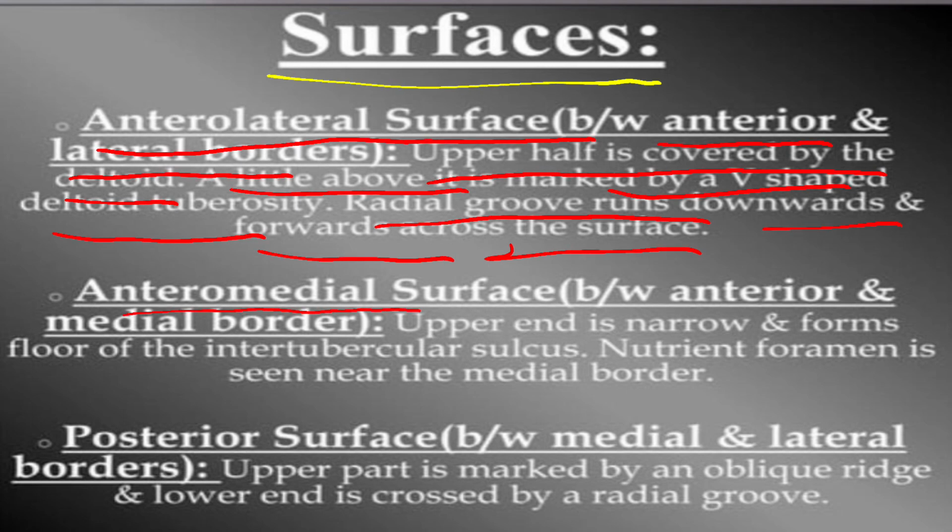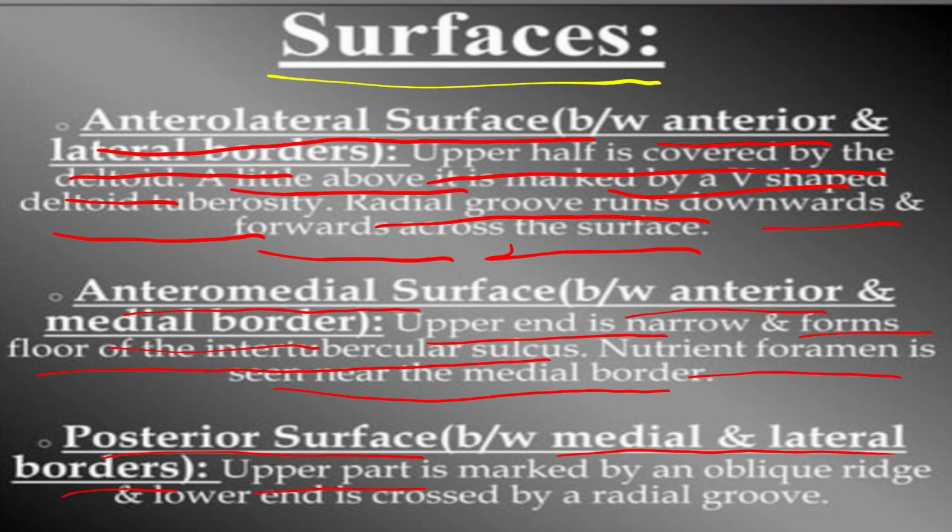Anteromedial surface between anterior and medial border. Upper end is narrow and forms floor of the intertubercular sulcus. A nutrient foramen is seen near the medial border. Posterior surface is present between medial and lateral borders. Upper part is marked by an oblique ridge and lower part is crossed by a radial groove.